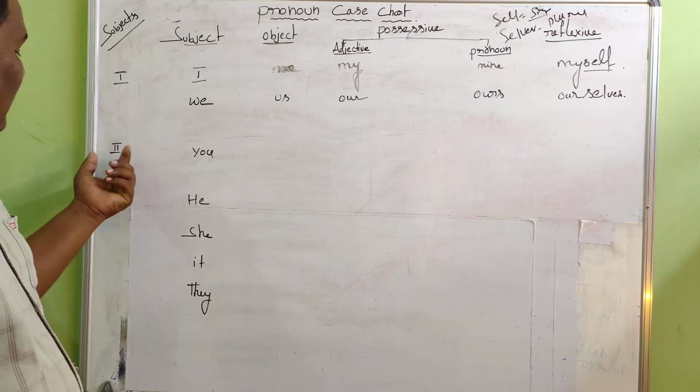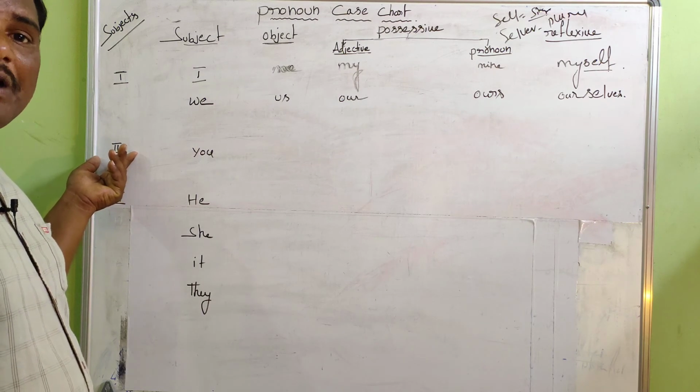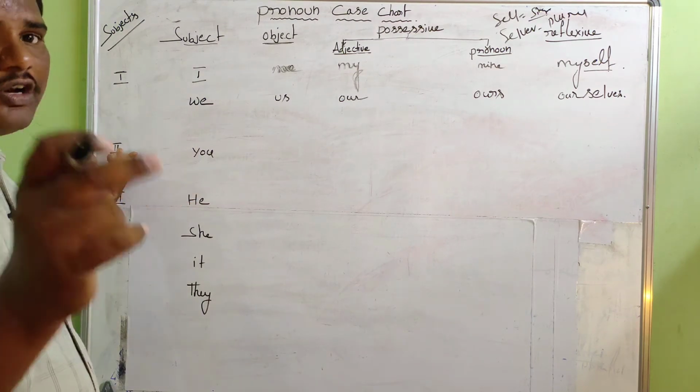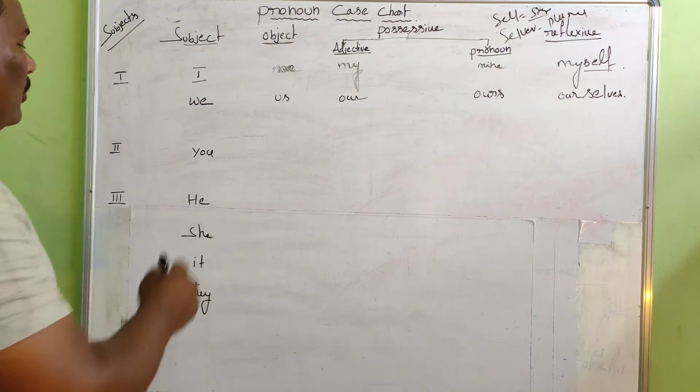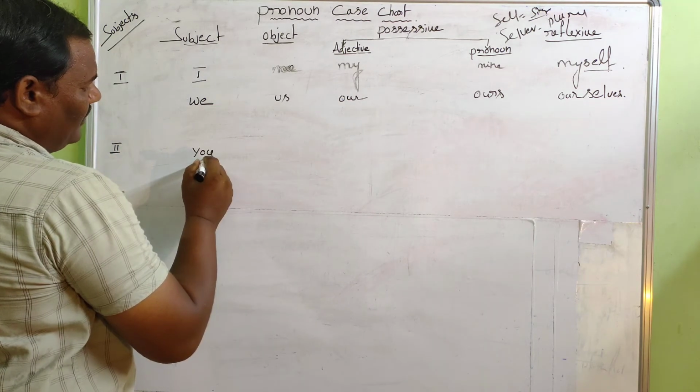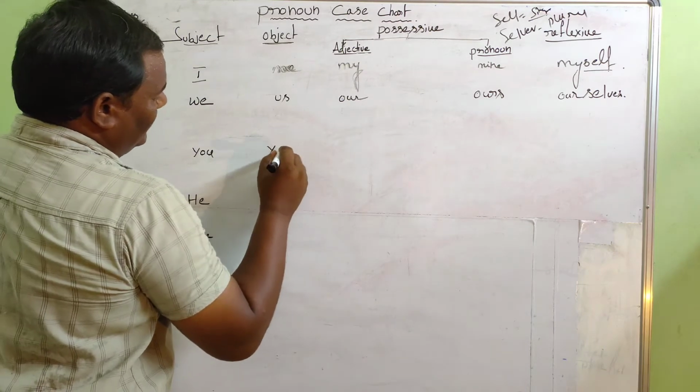Shall we take up second person. I told you second person pronoun is only one. It is a solitary figure, right? So you, subjective case, and its objective case is again you.